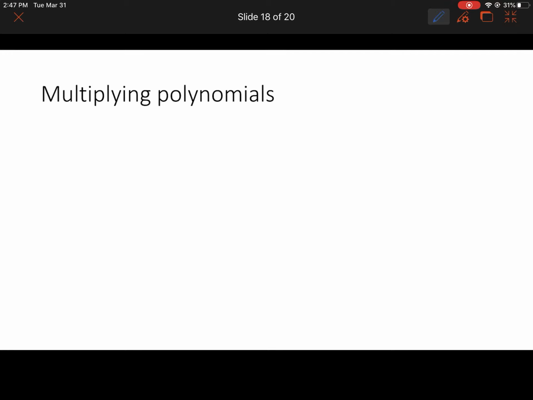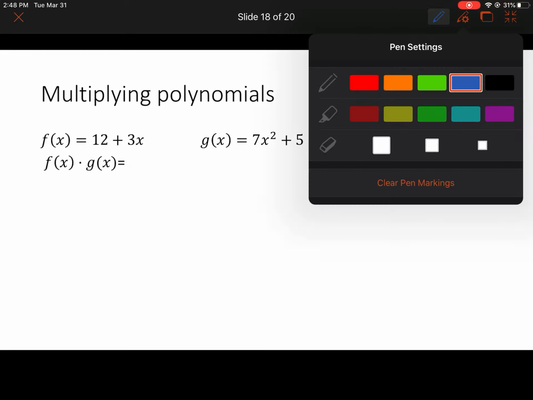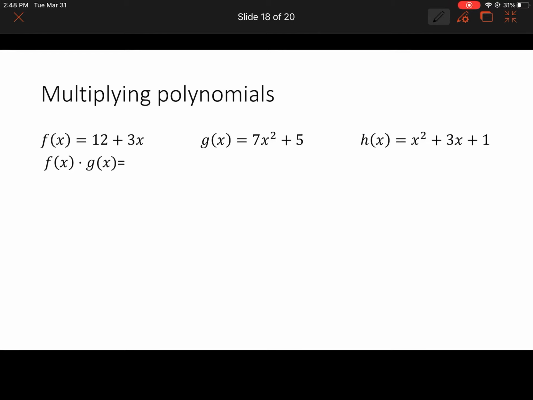Next, finally, multiplying polynomials. So we have three polynomial functions. We're going to go ahead and multiply some of these. The first thing we're going to do is multiply f of x times g of x. So f of x times g of x, this means 12 plus 3x, I'm going to put this inside parentheses, and times g of x, we're going to have 7x squared plus 5 over here.